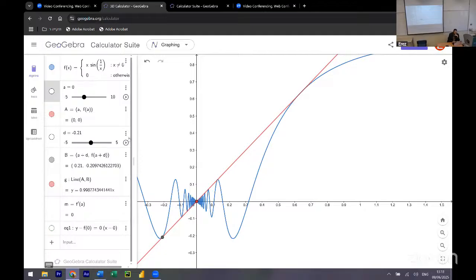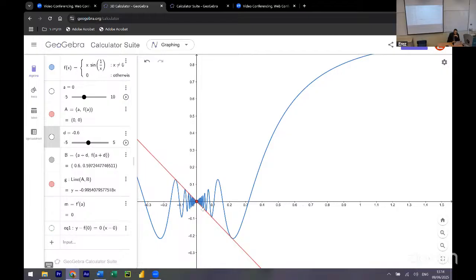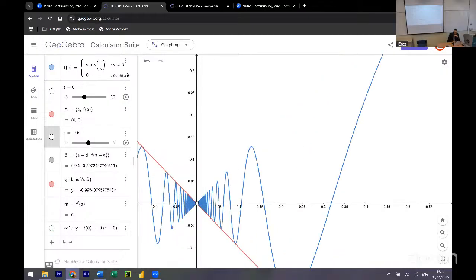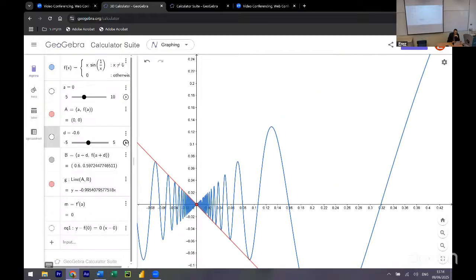Okay. Now I'm going to play the gray points movement towards the red point. What would you say is happening to the slope of the chords? Does it have a limit?